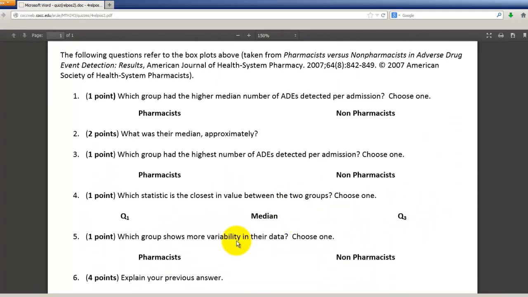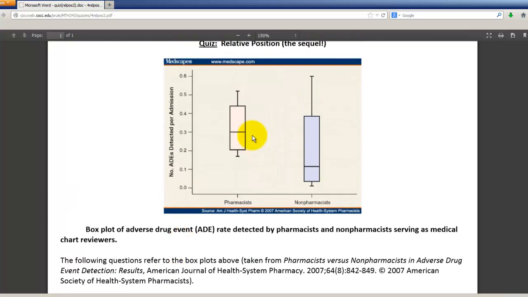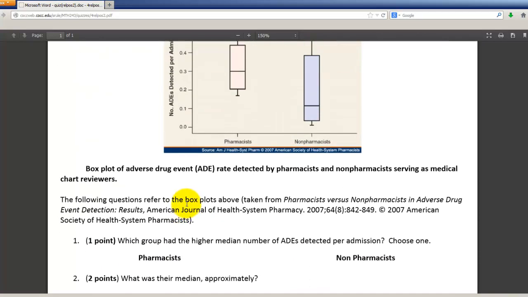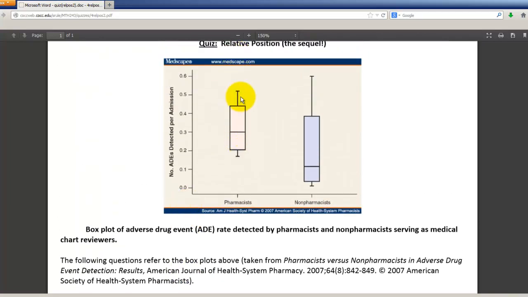Which group shows more variability in their data? Pharmacists or non-pharmacists? I'm going to go with pharmacists. And the explanation is part 6. Look at the box plot, and look at this box plot. The box plot of the pharmacists is tighter. It only stretches from about 0.15 up to 0.55, which means it's got a spread of 0.4. This one almost runs the gamut from 0 to 0.6. So less variability means less spread in the data as portrayed in the box plot.